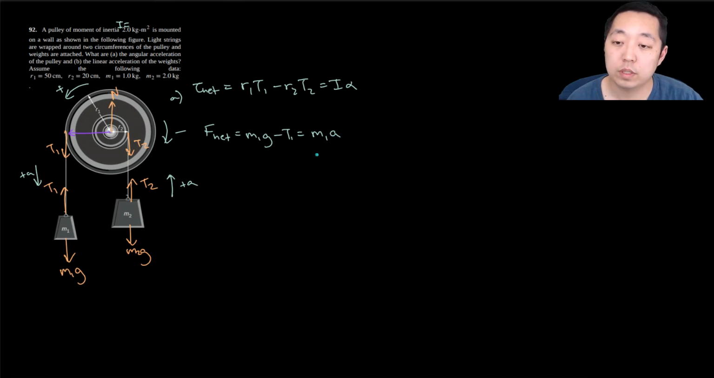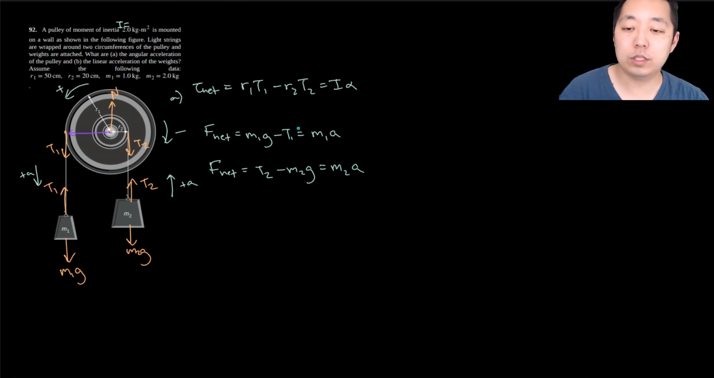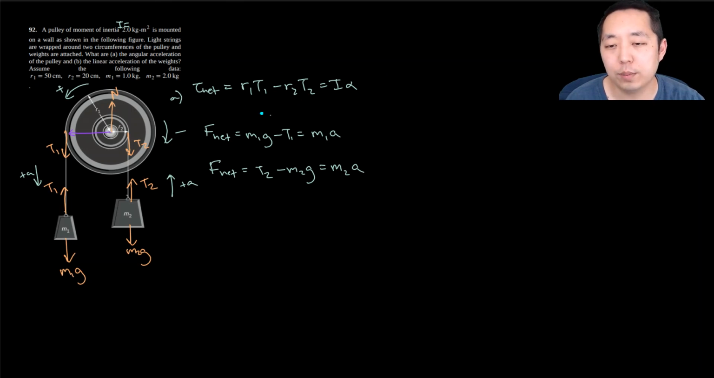And then finally, for T2, I'm going to do the upward force T2 minus M2G. It's also equal to mass times acceleration. In this case, it's M2 times A. Okay. Now, the problem right now is, if I list out my unknowns, I don't know T1, T2, alpha, or A. Those are my unknowns. And I only have 3 equations here.